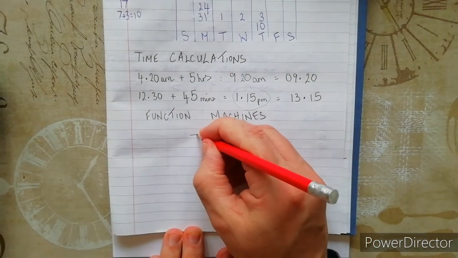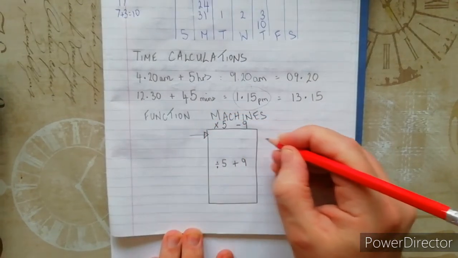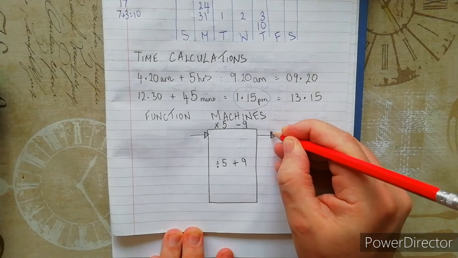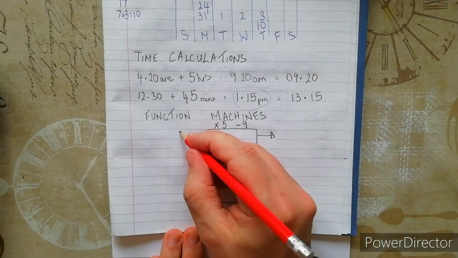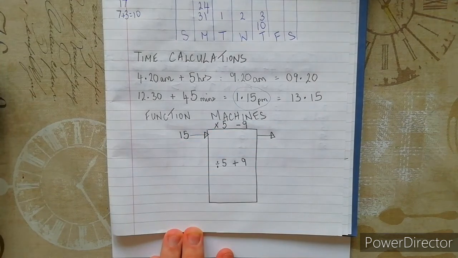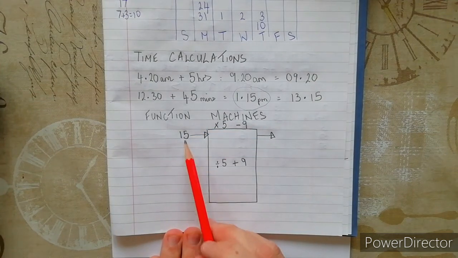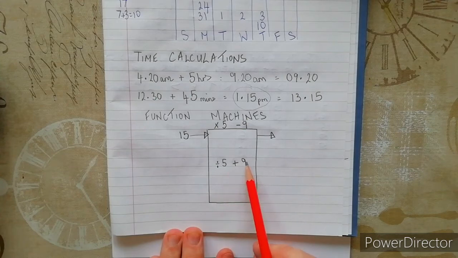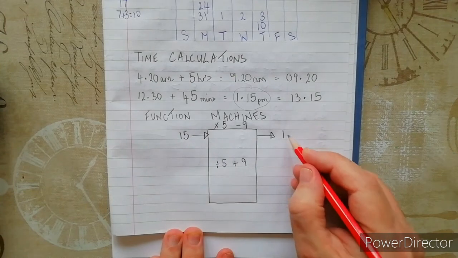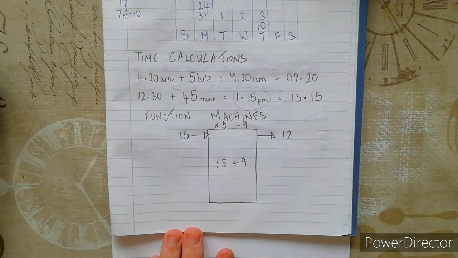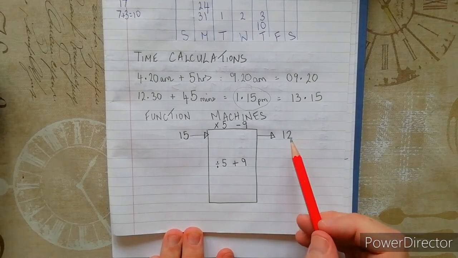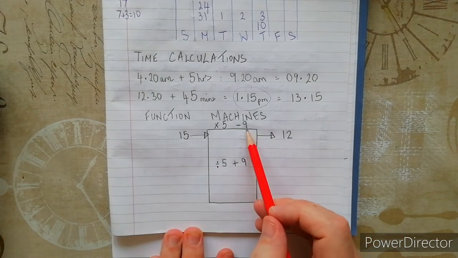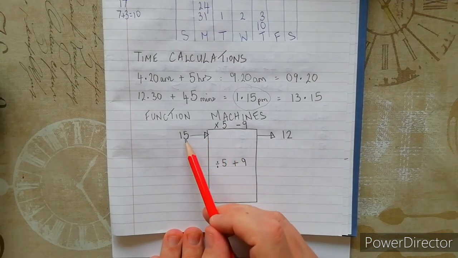So imagine we have a number going in here. Let's have the number 15. Okay. So what is 15 divided by 5? Yep, it's 3. Add 9 is 12. And if you want to, you can try going backwards just to check it. 12. Take away 9 is 3. Multiplied by 5 is 15.